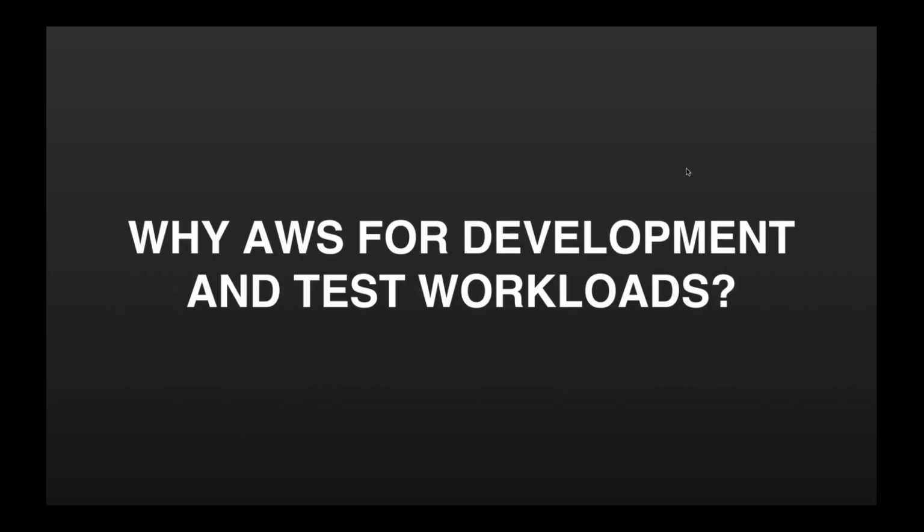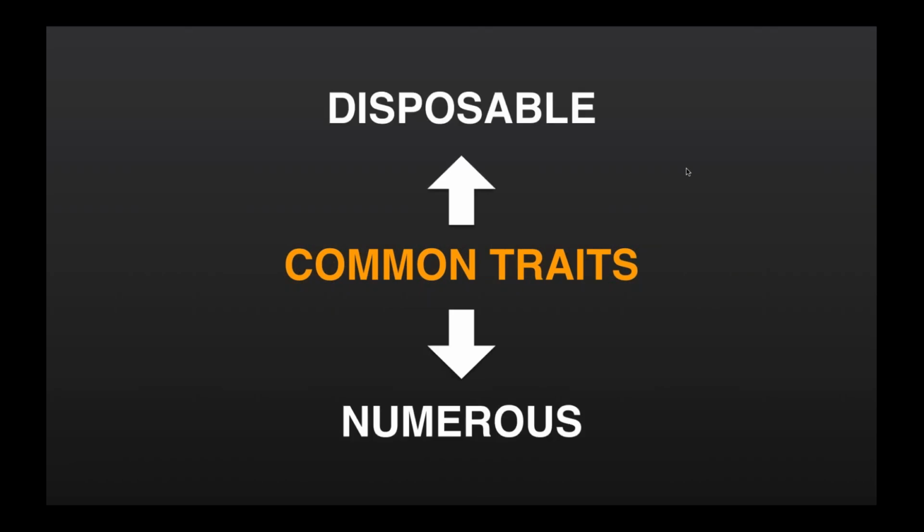So the first section is why AWS for development and test workloads. Well, so there's some common traits of dev and test workloads, and they fit really well with AWS strengths. So dev and test workloads are typically disposable, so it's not like a permanent infrastructure that you have up and running. Basically, you might have different software products, different projects, different environments, and they're going to come up and down. So it's not something that's always statically there.